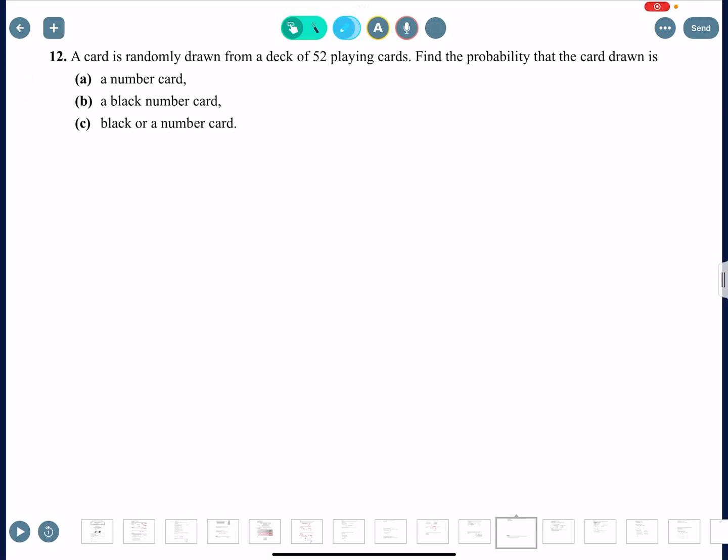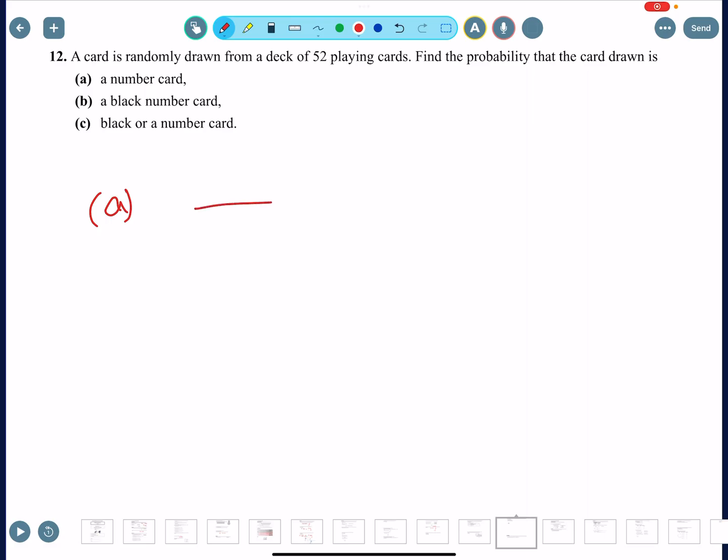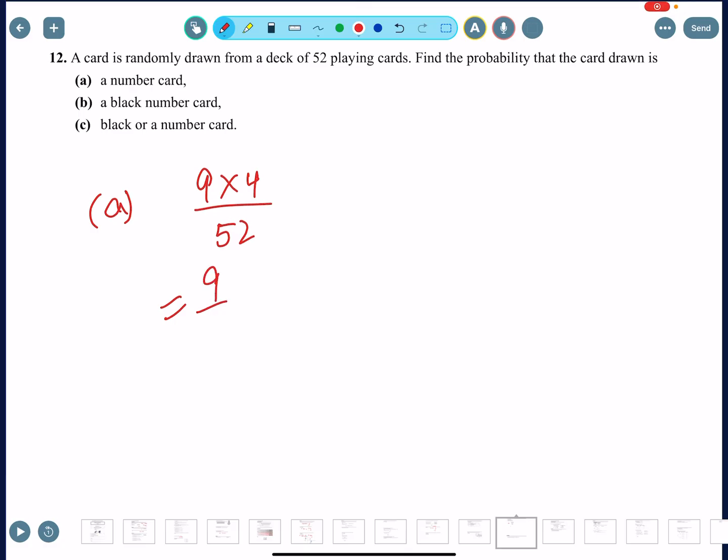So this is my last question. A card is randomly selected from the deck. The probability of drawing a number card. So there are 10 numbers. Oh, A is not a number. A is the letter, right? So there are 9 numbers and there are 4 shapes. 9 times 4 shapes divided by 52. Your probability is what? Yep, 9 out of 13.